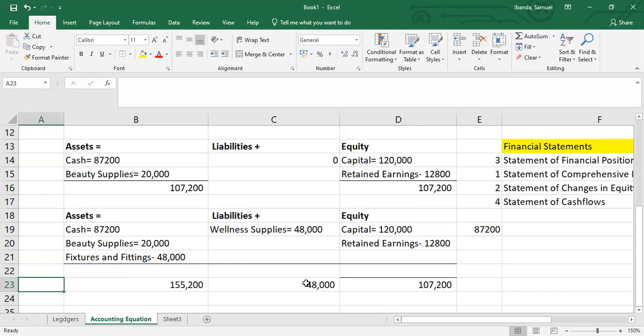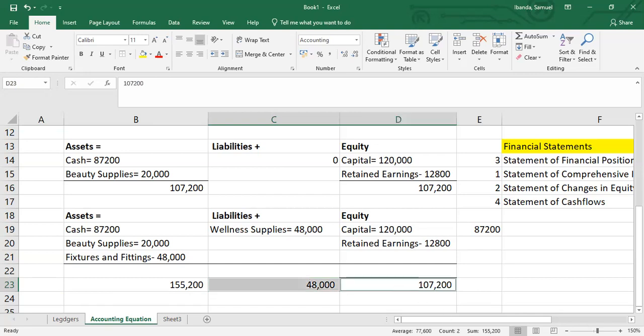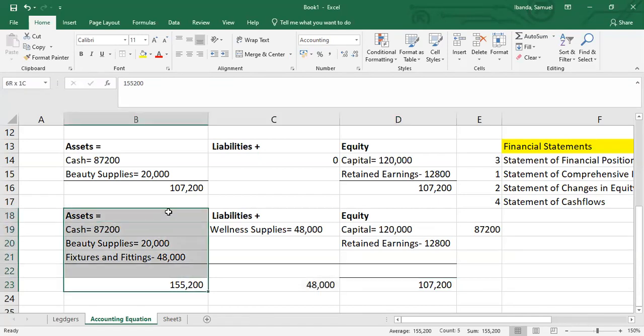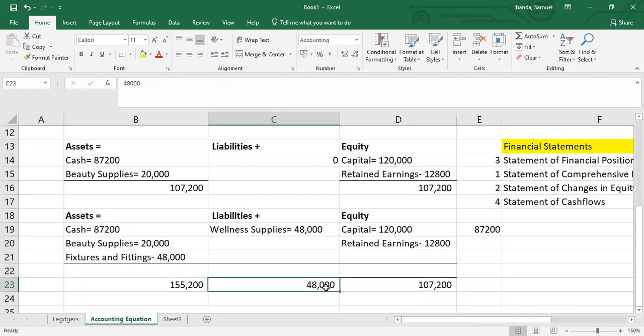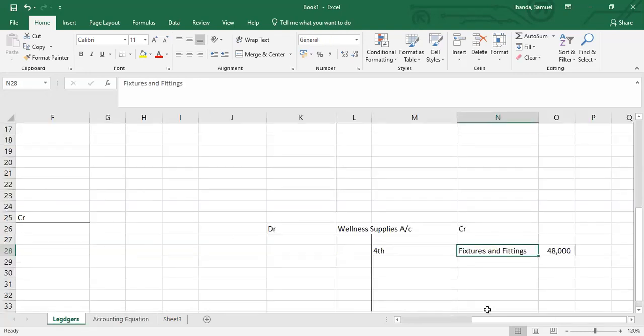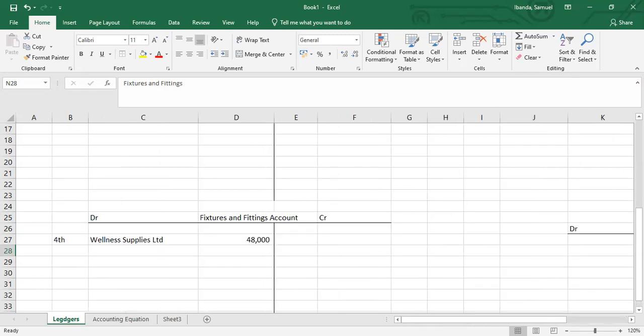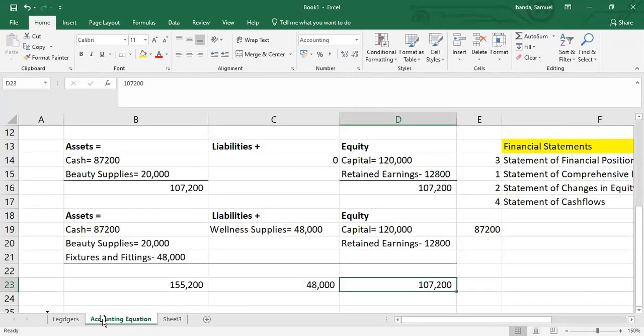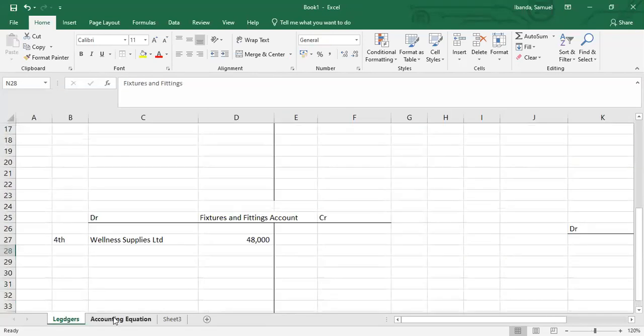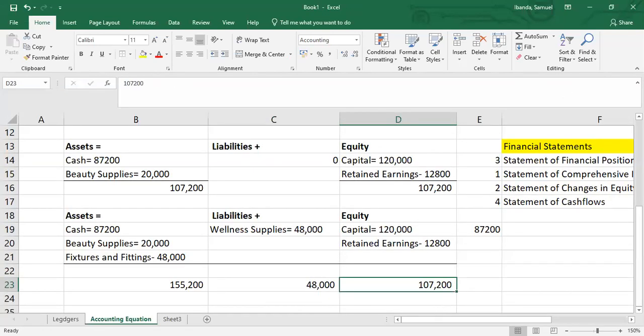How can I confirm? Let me add this and this. I'm getting 155,200, which is the same as my assets, which also add up to the same thing. So ideally, my equation has balanced. It is good for us to appreciate how the accounting equation works, as well as how ledgers work.